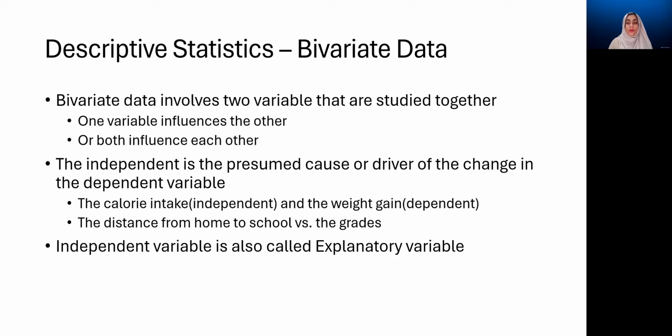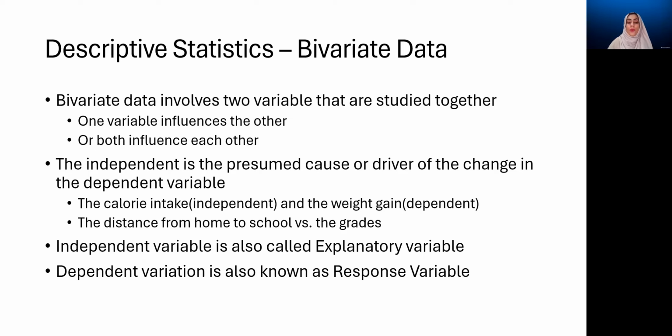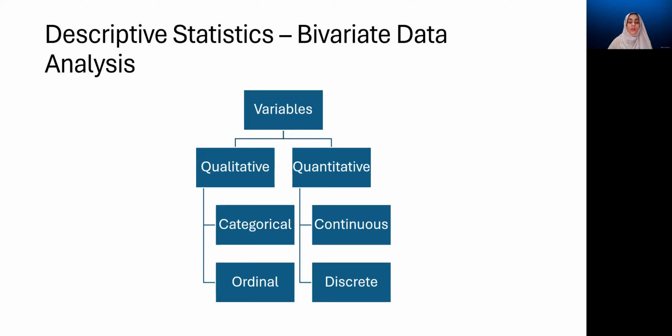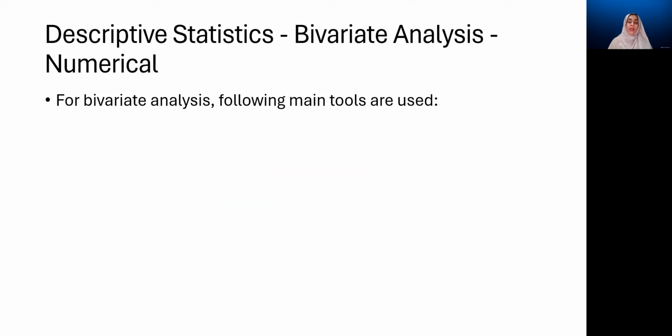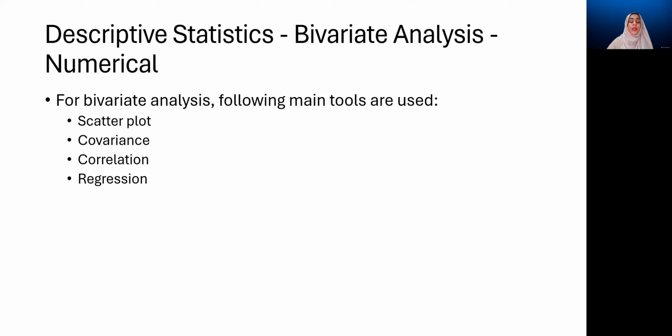Independent variables are also known as explanatory variables, and the dependent variables are known as response variables. When we talk of variables, we know that there are two broader types of variables, which we have discussed in one of the earlier lessons, qualitative and quantitative. The qualitative variables can be further divided into categorical and ordinal types, whereas the quantitative can either be continuous or discrete. For bivariate analysis, we can use one of these tools, which includes scatter plots, correlations, covariance, and regressions.